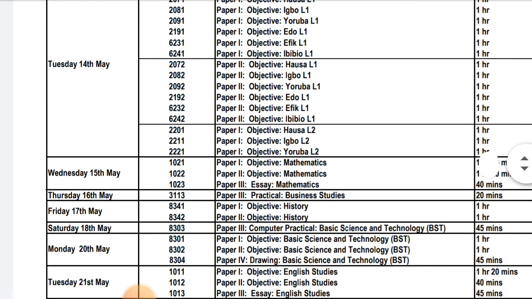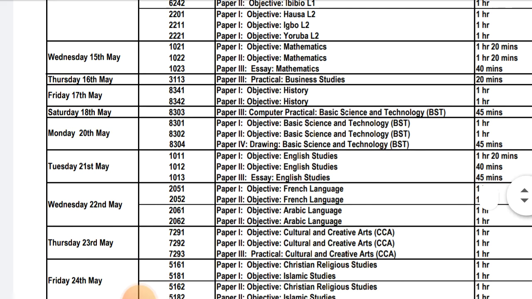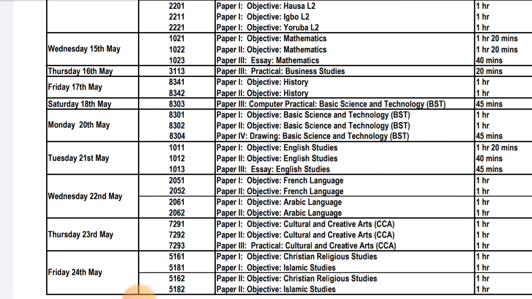Then on Wednesday, 15th May, we have mathematics, both objective and essay. On 16th of May, Thursday, we'll have business studies. Then on Friday, 17th of May, we have history, both objectives. Then on Saturday, 18th of May, we have computer practicals, basic science and technology. I'm sure you can see everything.